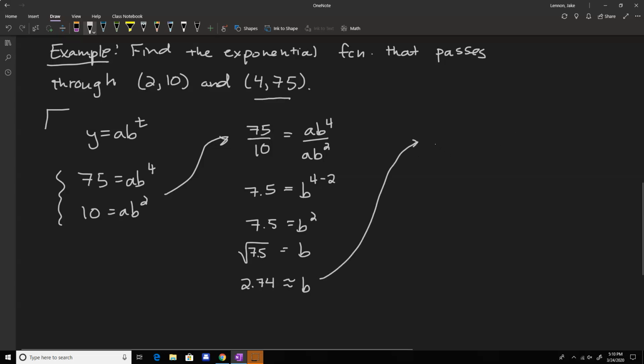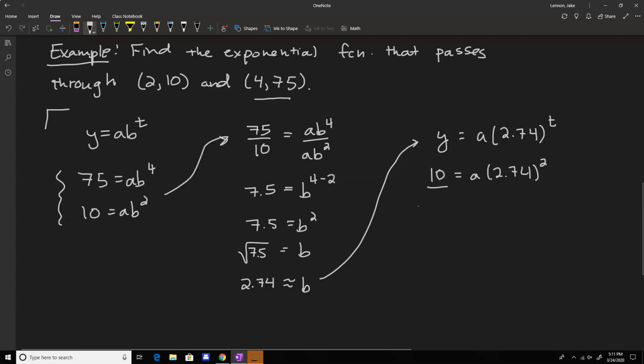So then we have one of the 2 parameters. To find the exponential function, we need to identify both a and b. So we've identified b, and now we need to identify a. So we know our exponential function looks something like y equals a times 2.74 to the t. And we can plug in either of the 2 points. Either of the 2 points is going to be a t comma y value. That'll leave us an equation that only has a left. So let's plug in 10 for y and 2 for t.